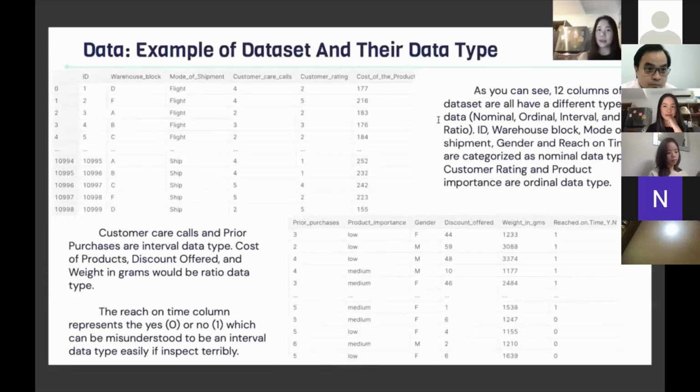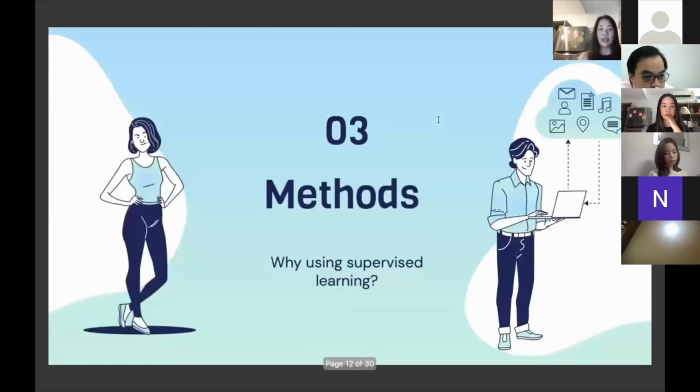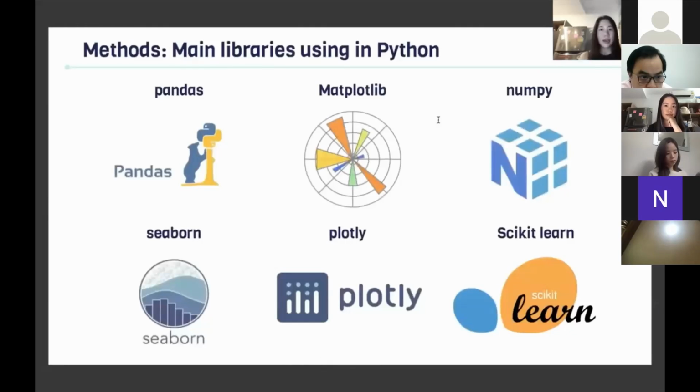And this is my example of the data set. I'll divide it into 4 different types of data: nominal, ordinal, interval, and ratio. Let's move on to the third one, methods. So why am I using supervised learning? These are the 6 main libraries used in Python: Pandas, Matplotlib, NumPy, Seaborn, Plotly, and Scikit-learn.